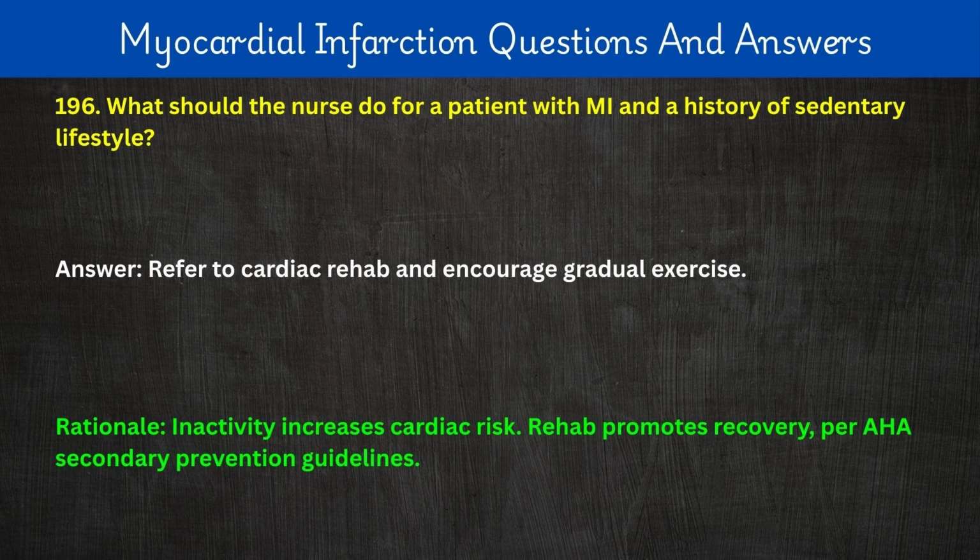196. What should the nurse do for a patient with MI and a history of sedentary lifestyle? Answer: Refer to cardiac rehab and encourage gradual exercise. Rationale: Inactivity increases cardiac risk. Rehab promotes recovery, per AHA secondary prevention guidelines.